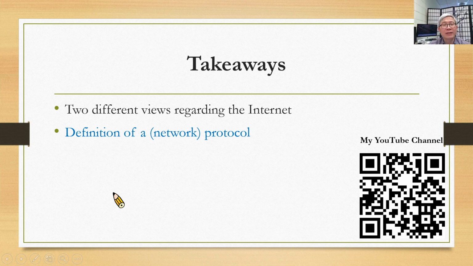Finally, takeaways. In this short course, we checked two different views regarding the internet, and also we defined what a protocol is.